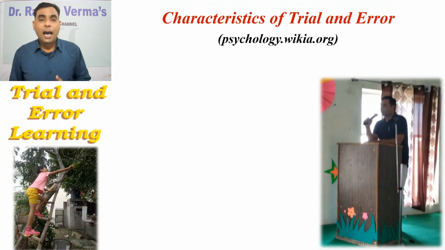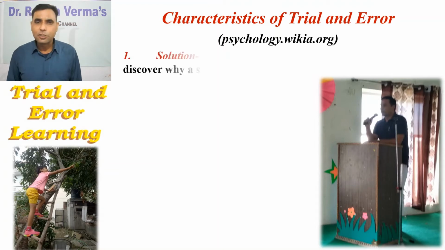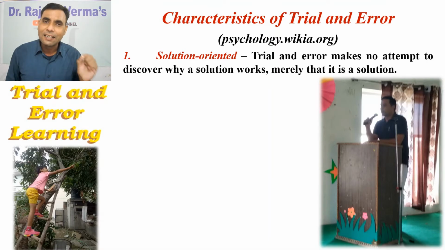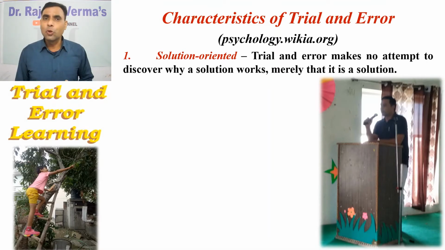Now let's discuss some characteristics of T and E learning or trial and error learning. The first one is on your screen, that is solution oriented, because T and E learning is always oriented toward the solution. The individual or the organism tries to find out the solution to the problem in his subsequent or consequent attempts.